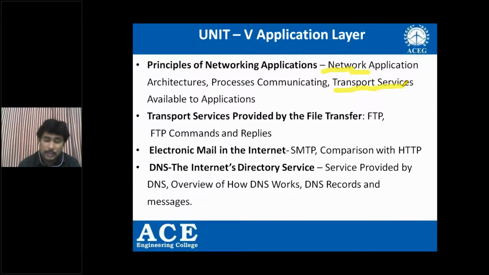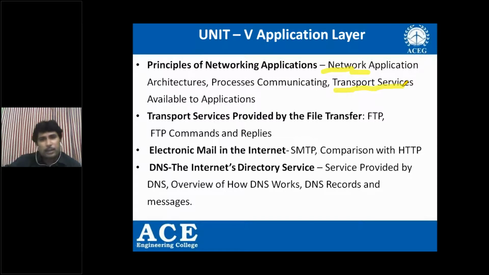Then the major protocols which we are going to learn in this application layer are File Transfer Protocol, which helps you to attach a file and also to download files. Next we are going to understand how we send and receive mails using a protocol called Simple Mail Transfer Protocol. Then the website address which you type is basically handled by DNS, Domain Name Service. We are going to talk about it and how it works.